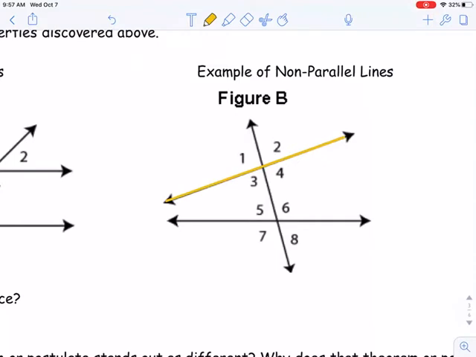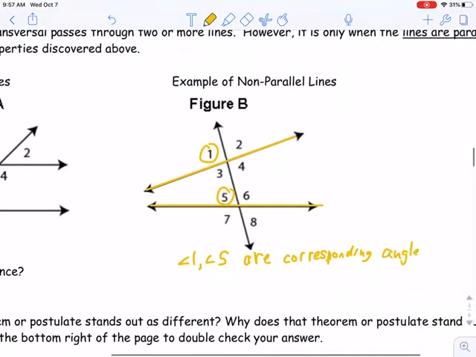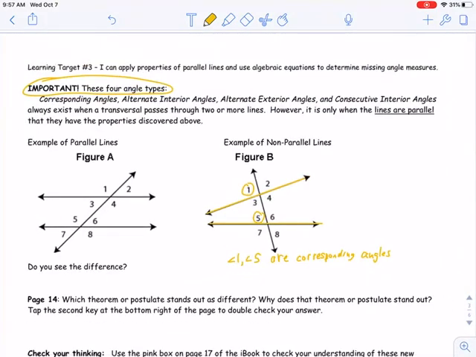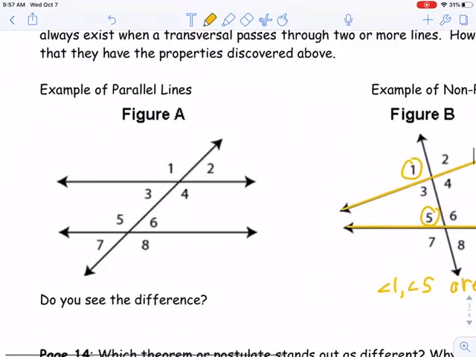So in this figure right here, yes, it's true. Angle 1 and angle 5 are corresponding angles. All right, they're still corresponding angles. However, it is only when the lines are parallel that they have the properties discovered above. So these are parallel lines. In this figure, 1 and 5 are congruent by the corresponding angles postulate, by CAP.